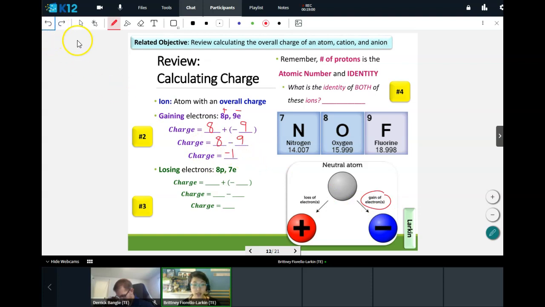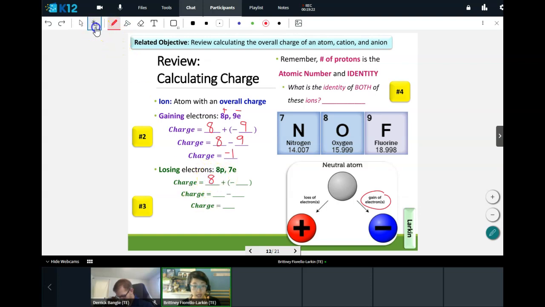Okay, now let's go ahead and say we had that same neutral atom, 8 protons, 8 electrons, but this time we lose an electron. So we have only 7 electrons now. So again, let's participate in the chat. What is 8 protons? Positive or negative 8? Yeah, this is going to be a positive 8, exactly.